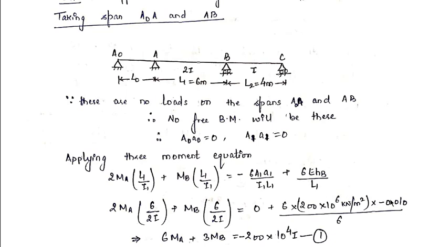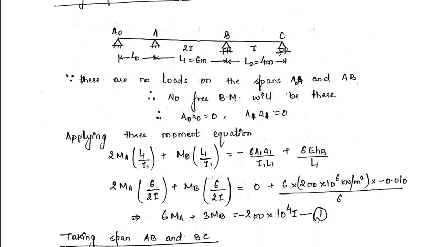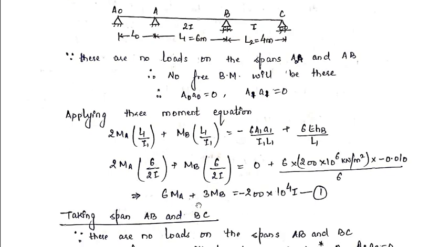So this will be minus 0.010, and after putting all the values, we will get the equation 6 MA plus 3 MB equal to minus 200 into 10 to the power 4 into capital I. We have taken this I from the left side to the right side.